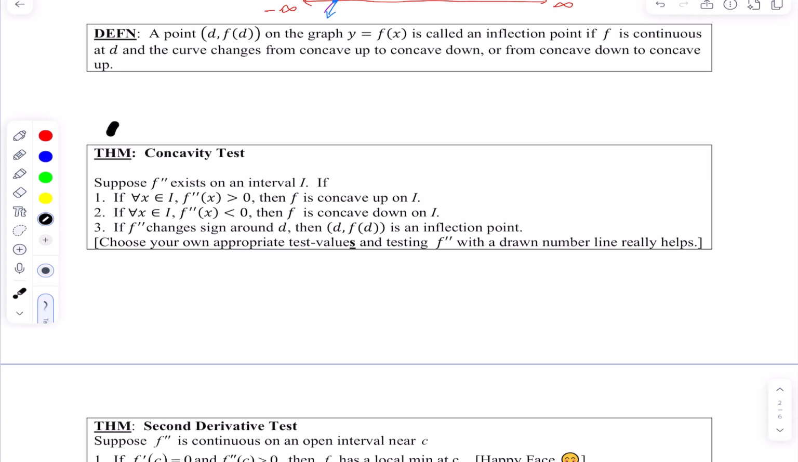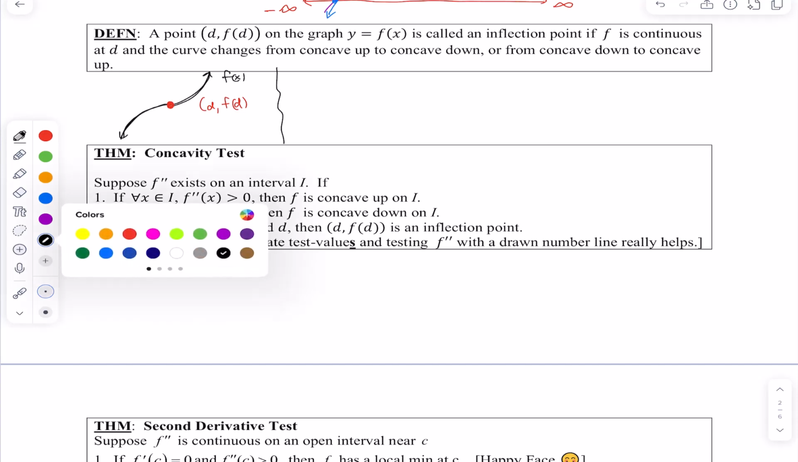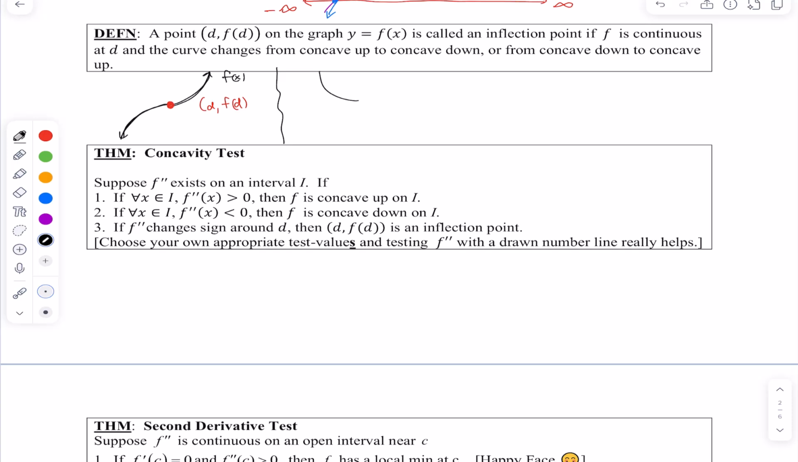So maybe your function goes like this. So this is concave down, and then this is concave up. And then this right here would be your (d, f(d)) for your function f of x. All right, so that's an example. We could have more of these, right? You could also do something like concave up, and then maybe switch to concave down.